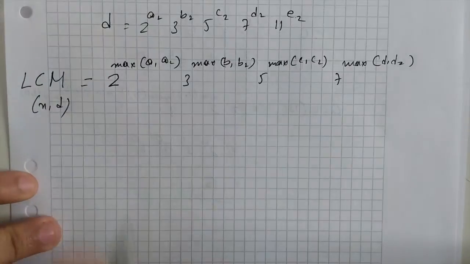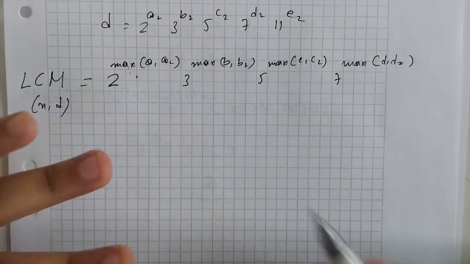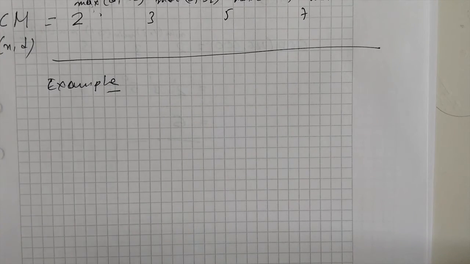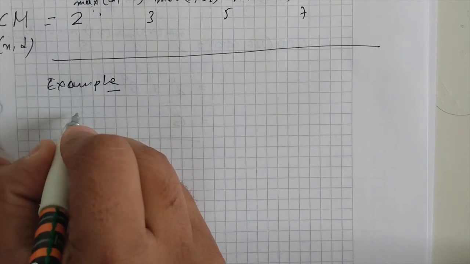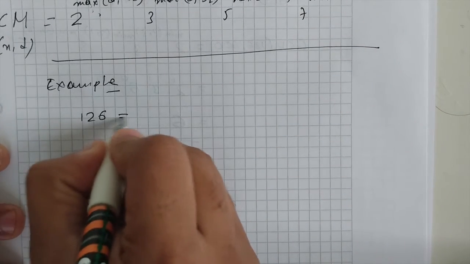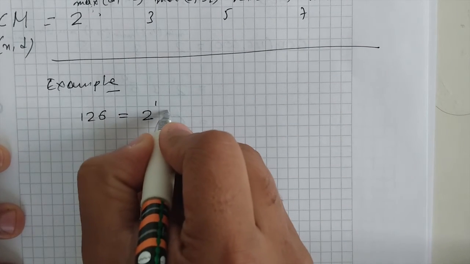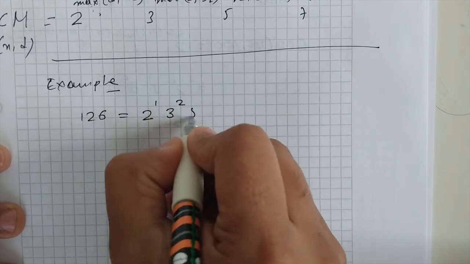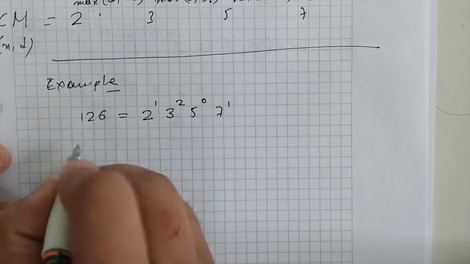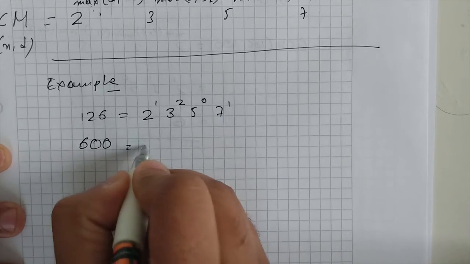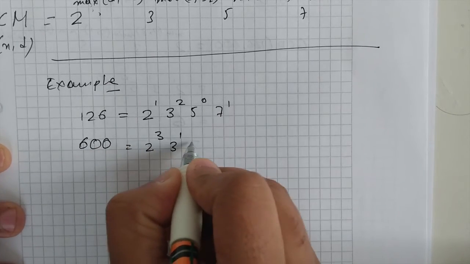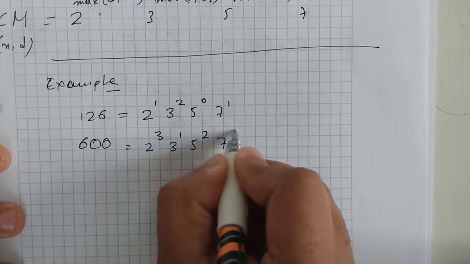If you take the minimum of the powers, you get the GCD. If you take the maximum, you get the LCM. So let us check this with an example. We take the earlier example: 126 and its prime factorization is 2 power 1, 3 power 2, 5 power 0, 7 power 1, and 600 is 2 cubed, 3 power 1, 5 power 2, 7 power 0.